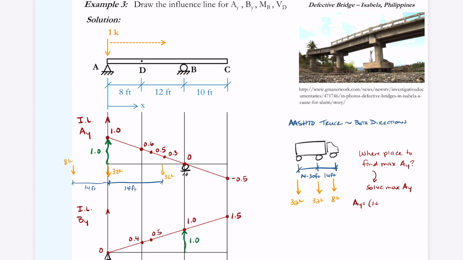So then I just take the magnitudes of my influence line. I take that 1 times 32 kips plus 0.3 times 32 kips. I do the math on that to solve, and I can see that in this case, with this truck running across the bridge, the absolute maximum value I could get for AY is a total of 41.6 kips.